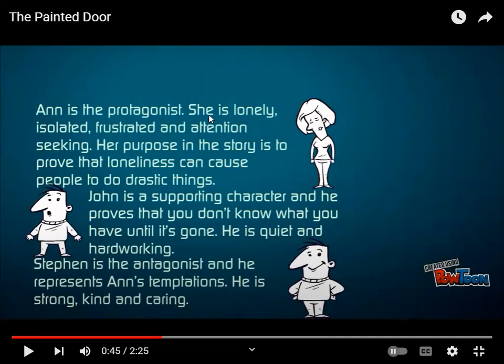Well, we still had to go deeper yesterday with a lot of stuff. So Anne's entire thing here is, if we remember, this last sentence: her purpose in the story is to prove that loneliness can cause people to do drastic things. We know that she did not intend on cheating on John that night. She initially did not want Stephen to come. She wanted to try and be a good wife, but she got lonely.